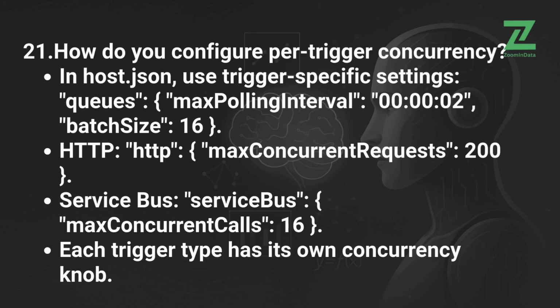How do you configure per-trigger concurrency? In host.json, use trigger-specific settings. Queues: max polling interval 00:00:02, batch size 16. HTTP: max concurrent requests 200. Service Bus: max concurrent calls 16. Each trigger type has its own concurrency knob.